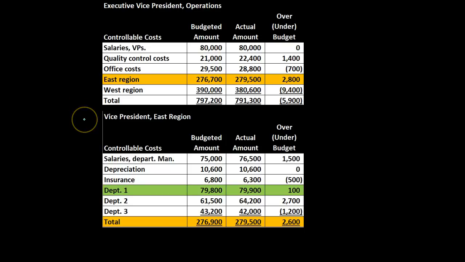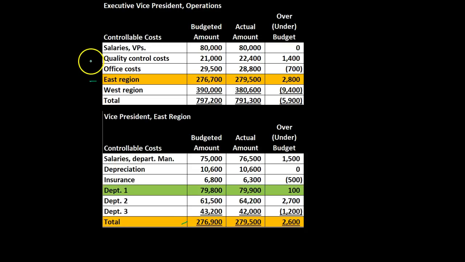It's going to be held accountable for the East region, where we have the controllable costs, including the salaries of the department managers, not the salary of the vice president, because that's not something they control. That's going to be controlled up here, right? But they have the salaries of the department managers, the depreciation, the insurance. We have the Department 1, 2, and 3, and then the totals here, of course, are included in the line item in the executive vice president operations.